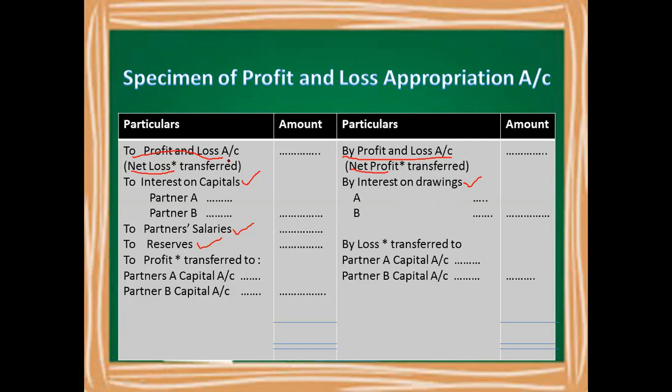And on the debit side, we have entries. In case there is a net loss, it has to be written here, then interest on capital, then partner's salary, and reserves. After that, we close the account and we get a profit. In case the credit side is more, there will be a profit. Now this profit is called divisible profit.